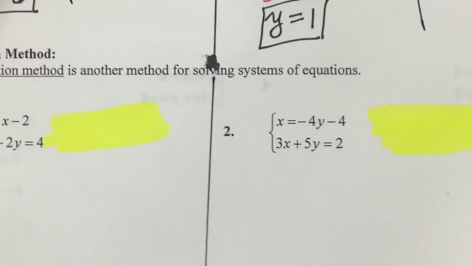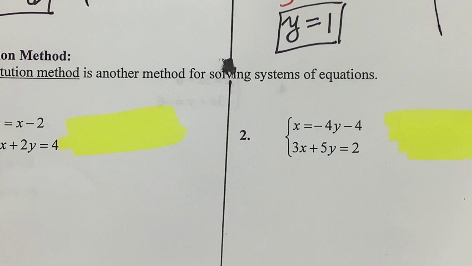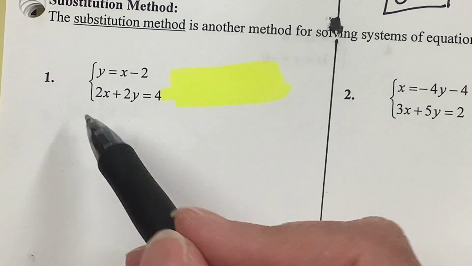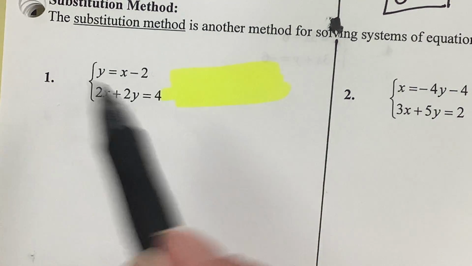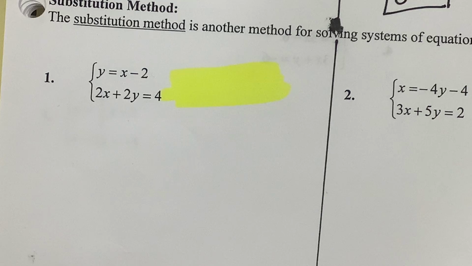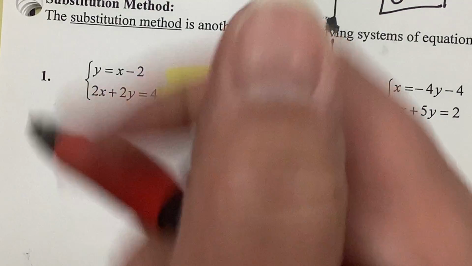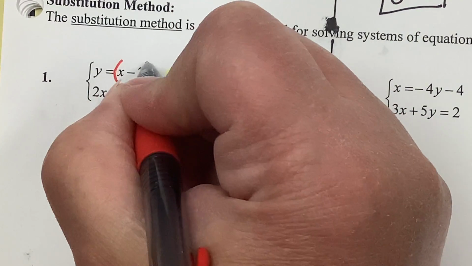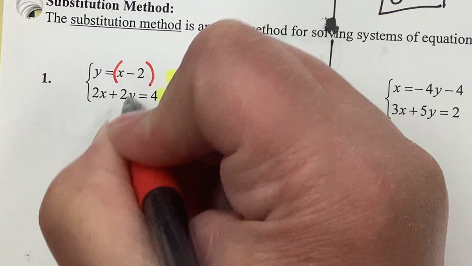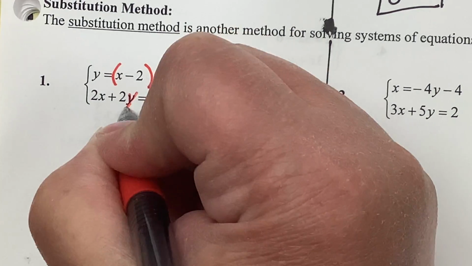All right, here's the next one. Substitution is another method for solving a system of equations. Yes, it is. Now, see, I don't have equal. They're not both equal to y. They're not both equal to x. So what I'm going to do is I am going to substitute x minus 2 for this y.